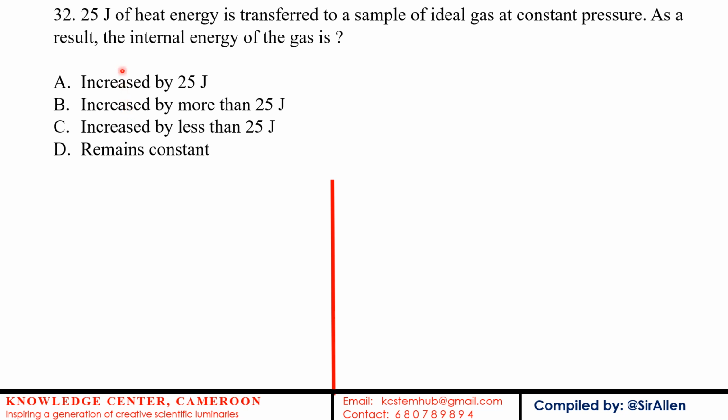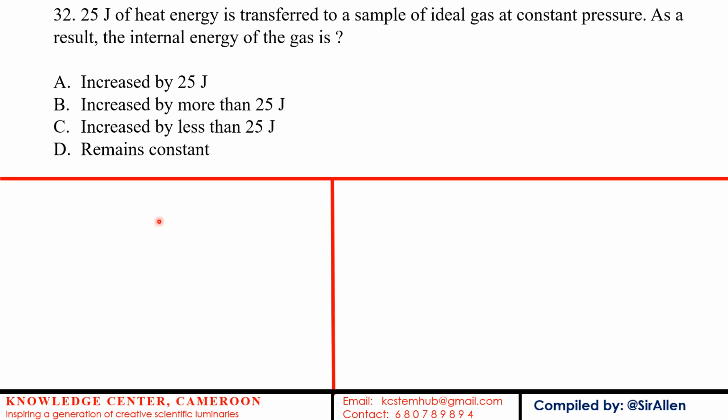So we have 25 joules of heat energy transferred to a sample of ideal gas at constant pressure. As a result, the internal energy of the gas is, all right, let's just go first law of thermodynamics. Mathematically, dQ equals dU plus dW. So let's make dU the subject since we're talking about the internal energy of the gas here. So dU will be dQ minus dW.